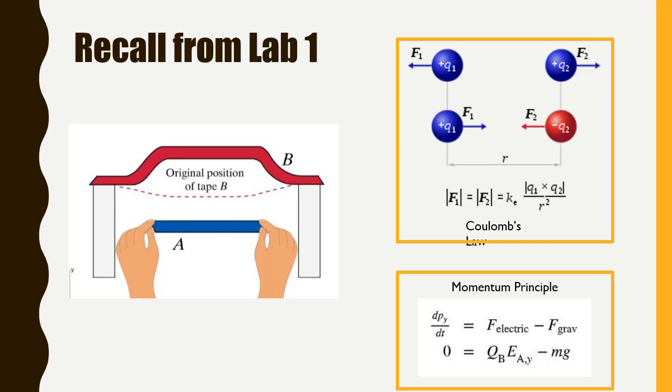To calculate the charge, we use the principles on the right. The top principle is Coulomb's law. It states that like charges repel and opposite charges attract. This is seen in our experiment because we know that tape A and tape B have like charges and will therefore repel. The second principle we use is the momentum principle, as shown in the bottom right. This states that an object's momentum change is equal to the sum of its forces. We know that the tape has no velocity at the point of levitation, so the left side of the equation becomes 0, leaving the sum of the forces equal to 0. This is how we calculated the charge on the tape.